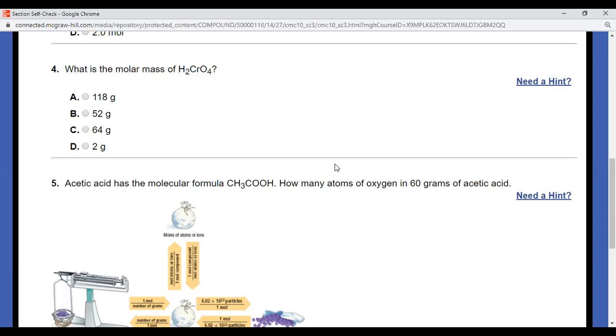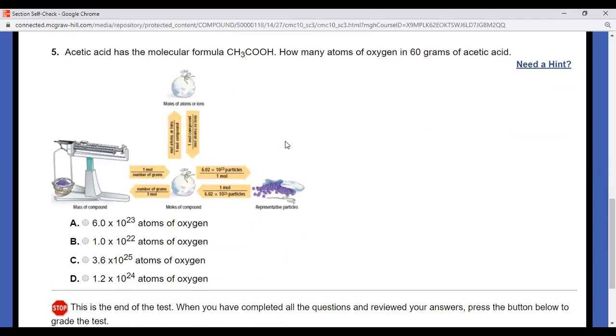It will be more than 64, so it will be 118: 2 times 1 plus O4, 16 times 4, plus Cr, 118. It's okay. Number 5, Abdullah, number 5.